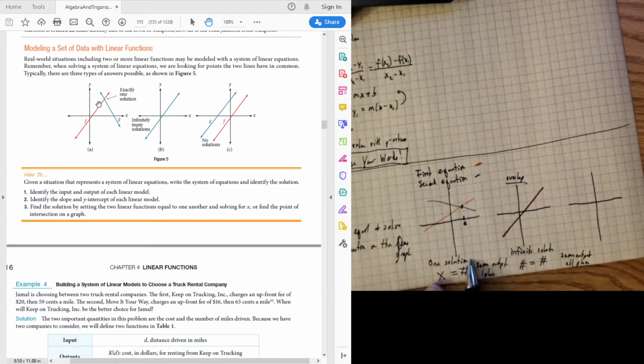So, in this example, this will have one solution, x equals a number, and means it has the same output in exactly one place. The blue function and the red function have the same answer in one place. Whereas in this example, the red function and the blue function are essentially the same, meaning that you're going to have infinitely many solutions, the same output in all places. There's one last possibility.